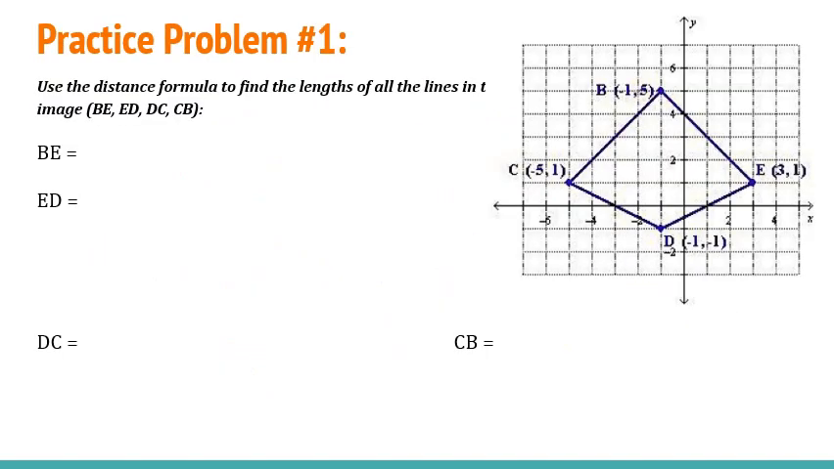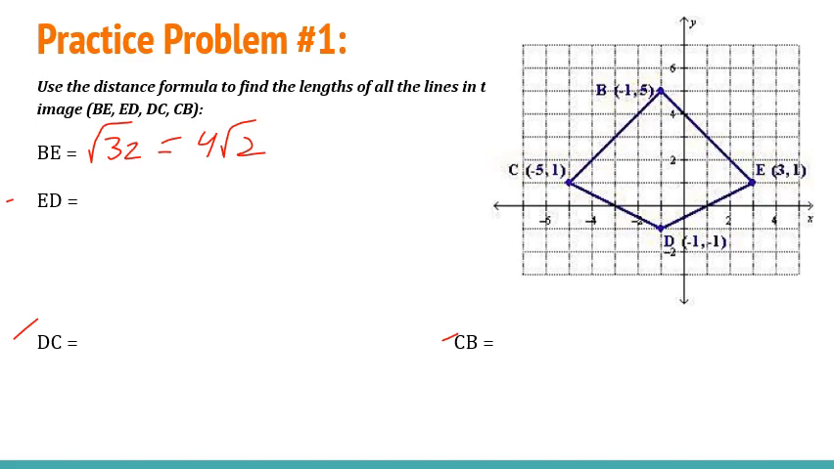Okay, I actually pulled that last problem from this picture here. So we've already solved for the length of BE. It was the square root of 32 when we did the distance formula, but we simplified it to 4 times the square root of 2, right? Now what I want you to do is pause the video here and see if you can find the distance between ED, DC, and CB. So pause it here.